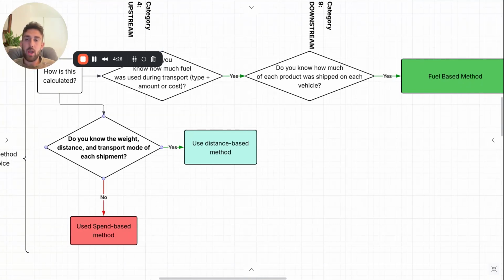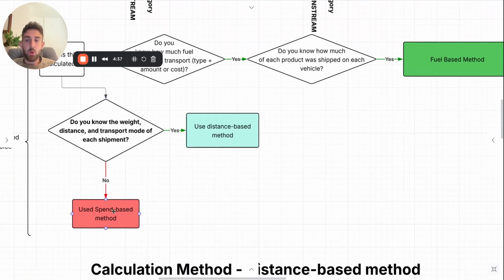Do you know the weight, distance, and transport mode of each shipment? If the answer is yes, which it most likely will be, you will use the distance-based method. However, if this is no, you will use the spend-based method, which we try and deter from just due to the inaccuracies. And it doesn't fully represent the business.